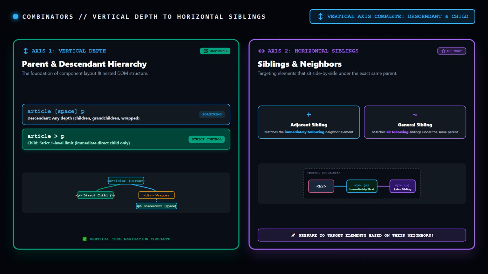We've now navigated the DOM vertically, from ancestor to any descendant with a space, and from parent to direct child with the greater than sign. These are the foundation of layout and component styling. But the DOM is also horizontal. Elements can be siblings, sitting next to each other under the same parent. In the next section, we'll explore the adjacent sibling combinator, the plus sign, and the general sibling combinator, the tilde, to style elements based on their neighbors.